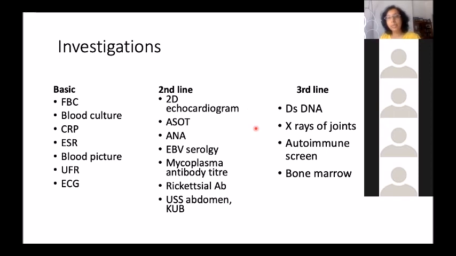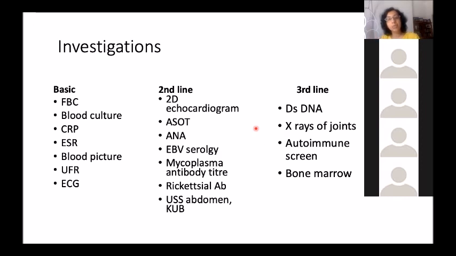Okay, so the third line investigations. Now these are the things that you may do. We haven't done any of these, but one student actually suggested doing ANA and dsDNA. So this is the way you plan. You first do your basic investigations, and then we do our second line investigations. And now we have got a very high ASO titer, but before that, we plan ahead. If we don't get anything positive with our second line, we'll go ahead with these third line investigations, right?